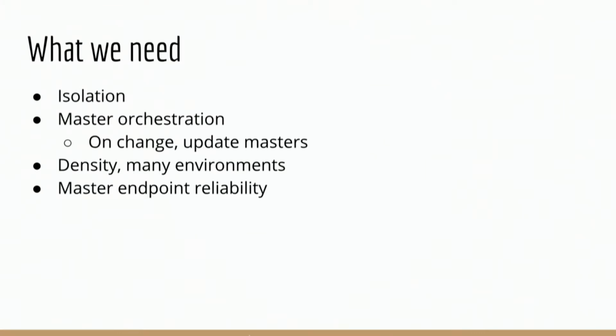I think there was a VP from First Data at the keynote. She was talking about how Microsoft went from thousands of servers to 1 million servers. Yeah, I don't think I'm gonna get 1 million masters. So you just need density, right? And on top of that, you need master endpoint reliability. In other words, every tenant can't have its own master endpoint. We need to have, let's say, 20 master endpoints and they need to just work for everyone. That's what we needed.